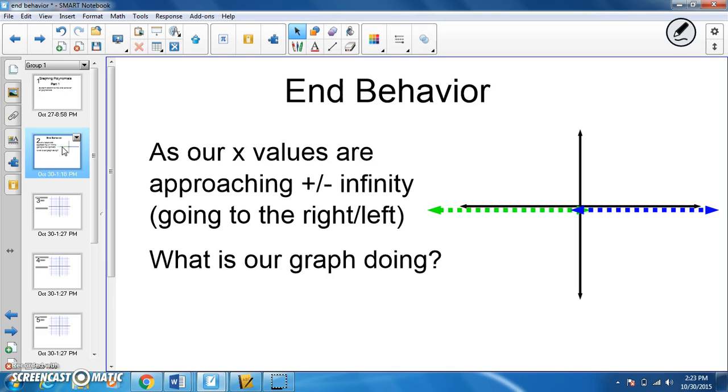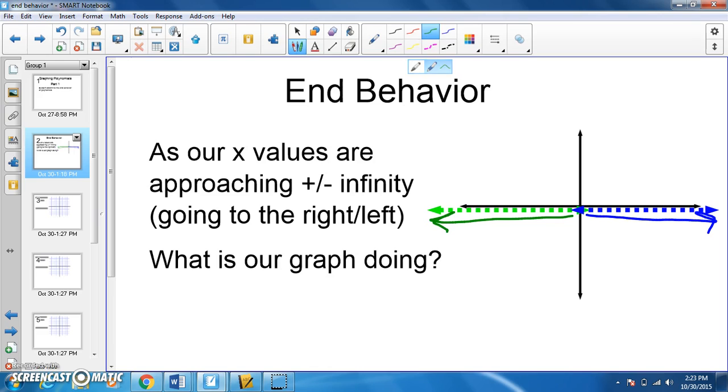End behavior is where our graph is going as our x values are approaching either positive infinity, so as we are going to the right, or as we are approaching negative infinity, we're going to the left. We want to know what our graph is doing.